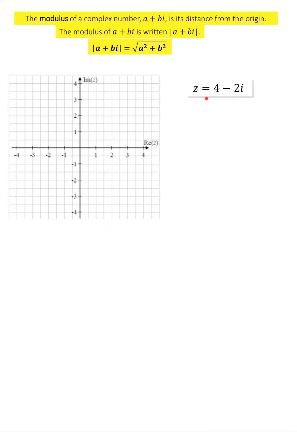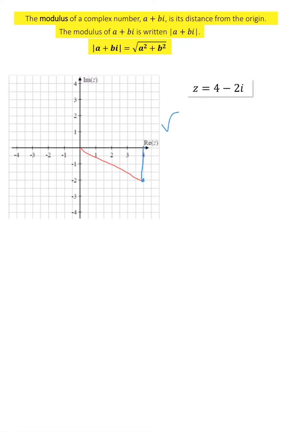So if you look at this question here, z is equal to 4 minus 2i. So 4 minus 2i is going to be here on the Argand diagram. And what we're actually going to be finding is the distance from the origin, so the length of this red line. So really what we're going to be doing is using Pythagoras' theorem, because if I made this a triangle, I'd be finding the length of that hypotenuse.